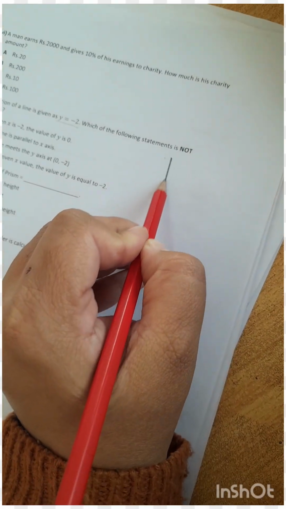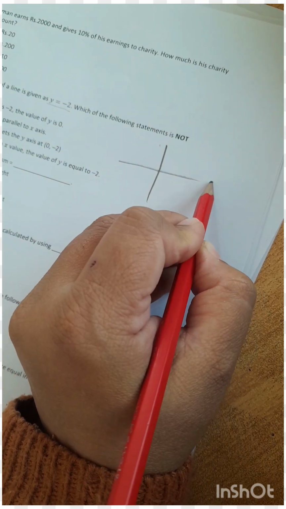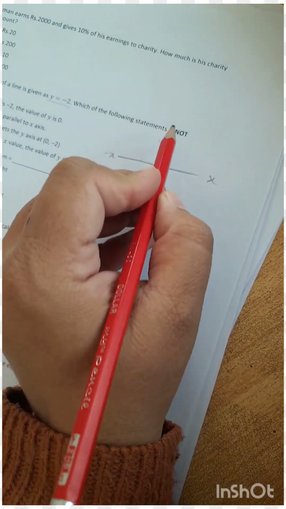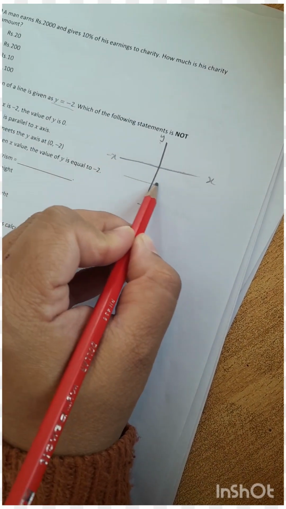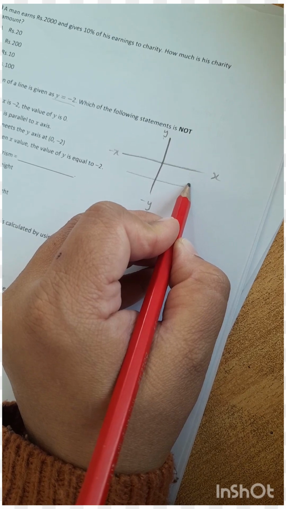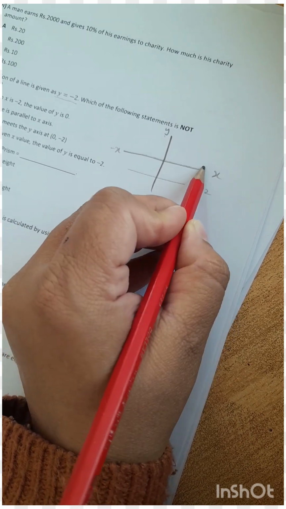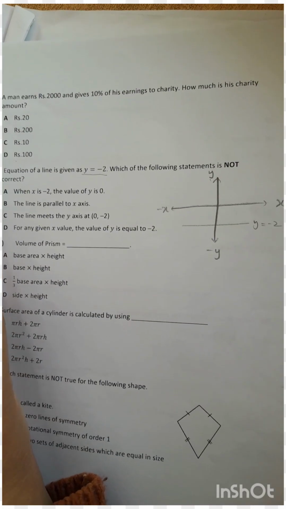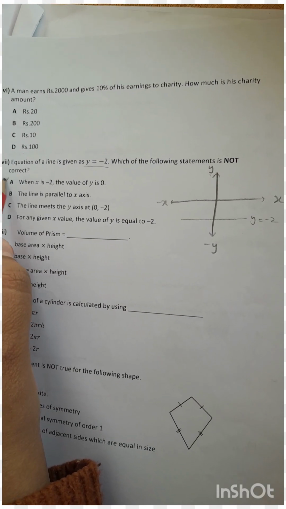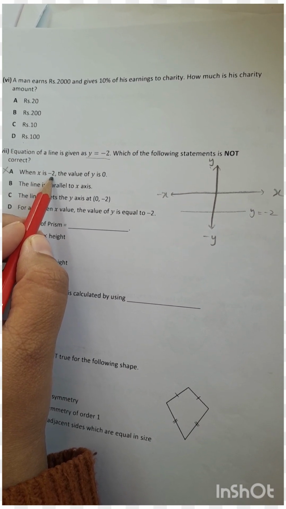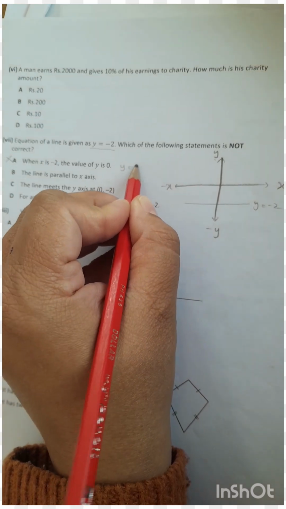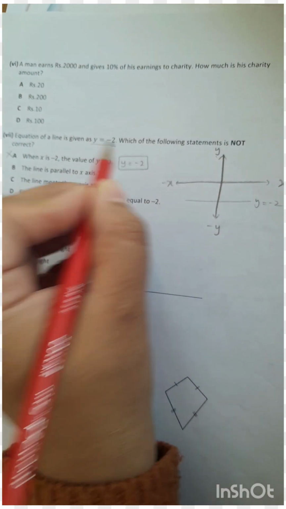The question is: which statement is not true about the line y is equal to -2? Let's draw this line first so that we can compare the statements carefully. The first statement is: when x is equal to -2, the value of y is 0. This is incorrect because the value of y is always -2. It's a constant value which y holds.